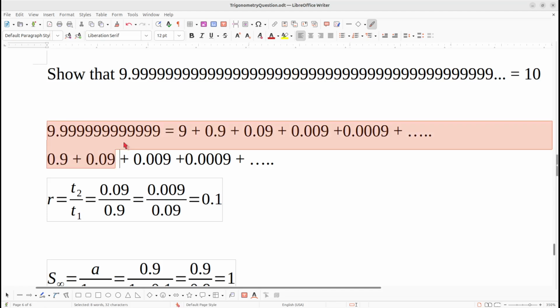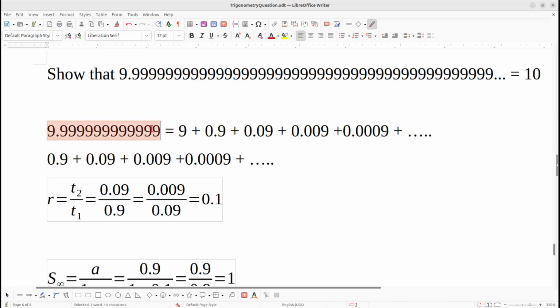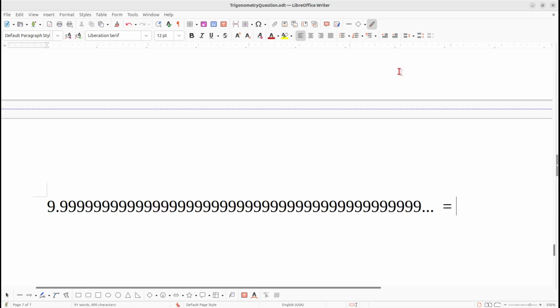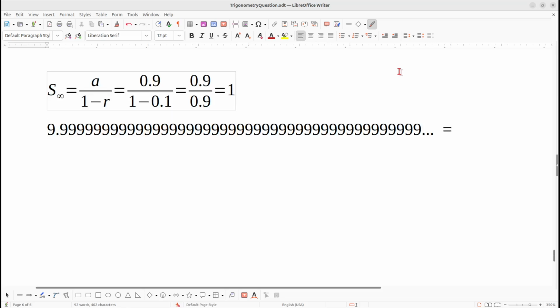So actually this, or rather let me copy this one, is equal to the 9 plus the sum to infinity, which is 1. And this is equal to 10. That completes the proof. Thank you for staying tuned.